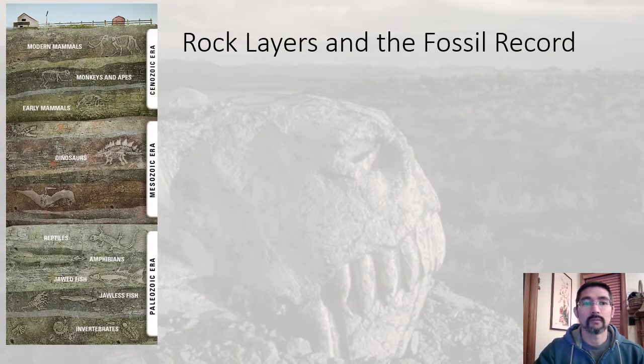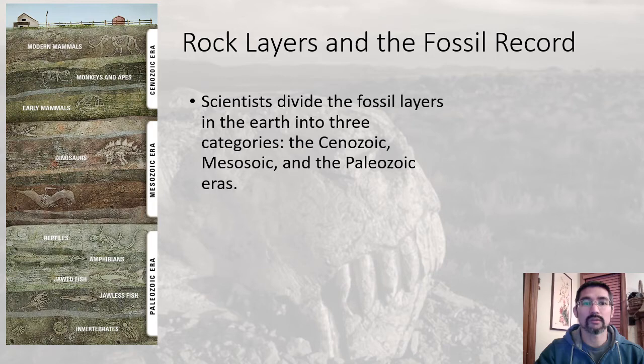Next, the rock layers are divided into like 3 very broad periods, Cenozoic, Mesozoic, and Paleozoic eras. So the Cenozoic era is our most recent era. This is the era of mammals. Things like woolly mammoths, saber-toothed tigers, these existed in the Cenozoic era.